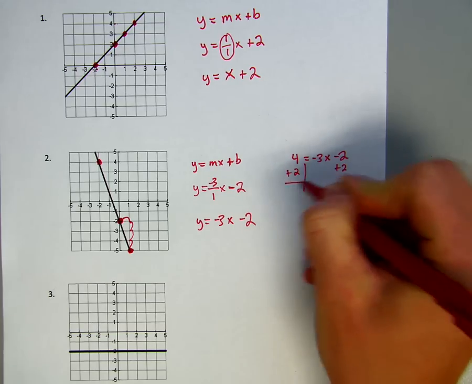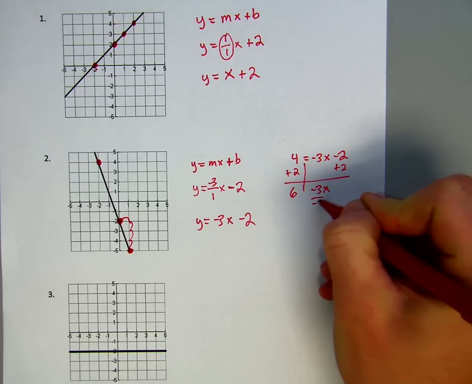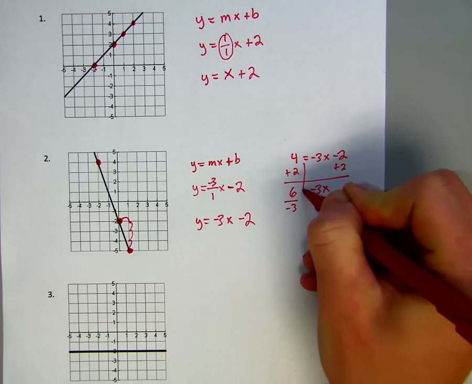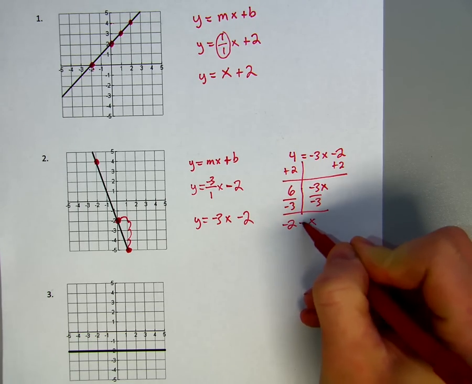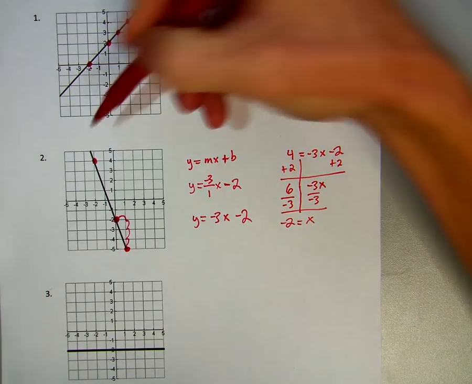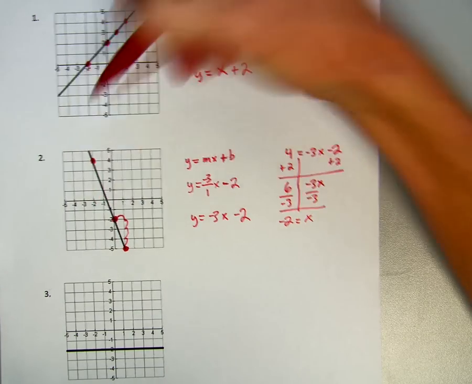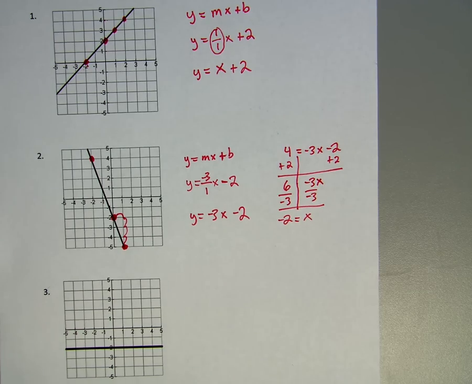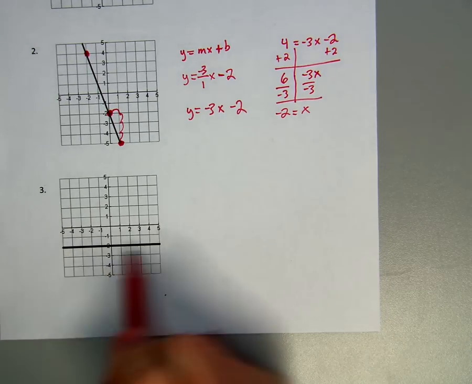I'm going to add 2 to both sides, and I get 6 equals -3x. Divide by -3, and I get -2 is equal to x. So when I plugged in 4 for y, I get x is -2, so yes, that does work. Okay. Alright, last one for you.